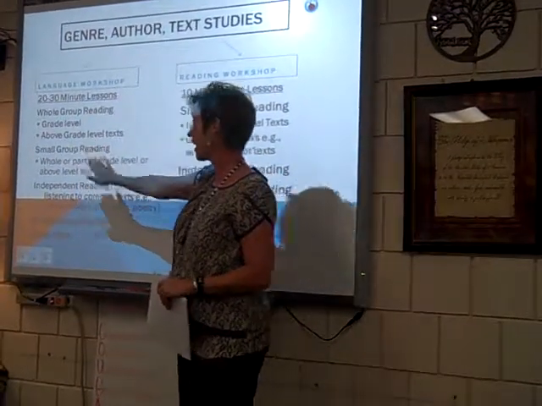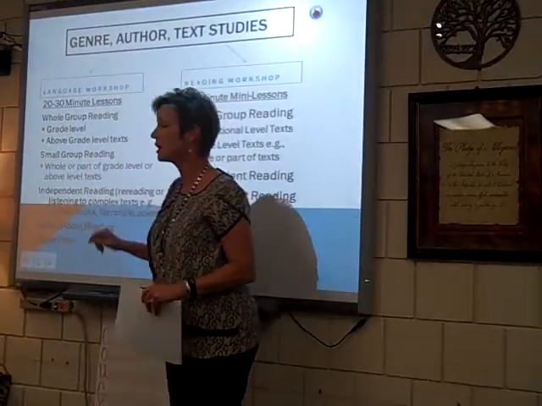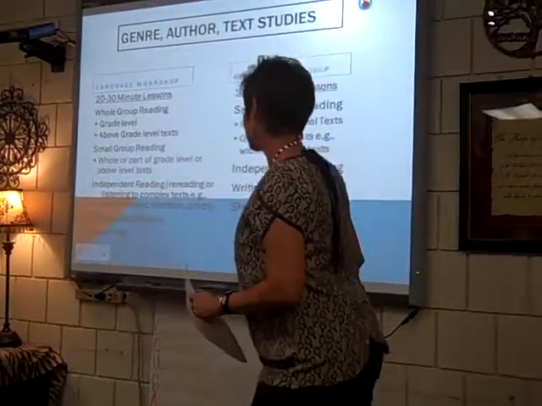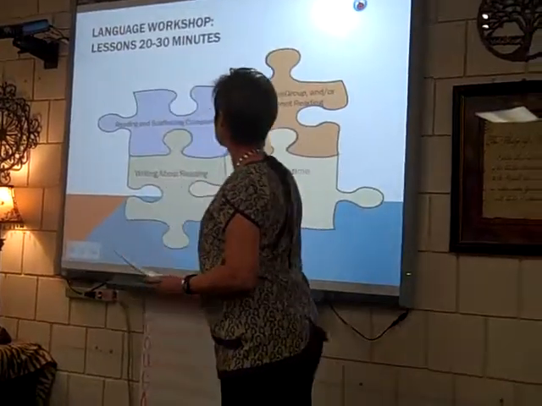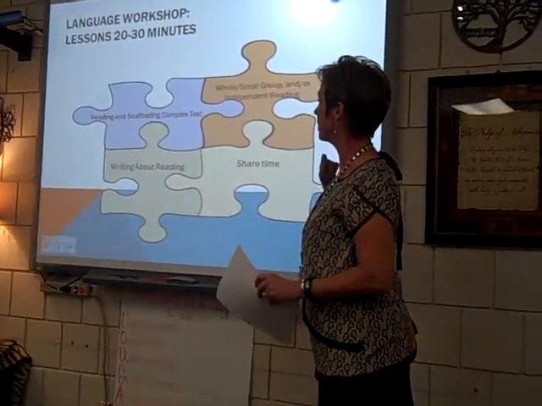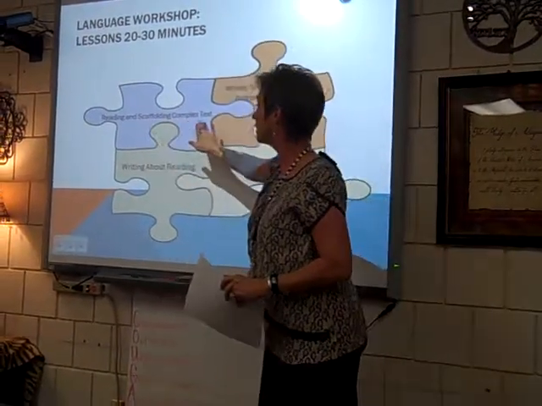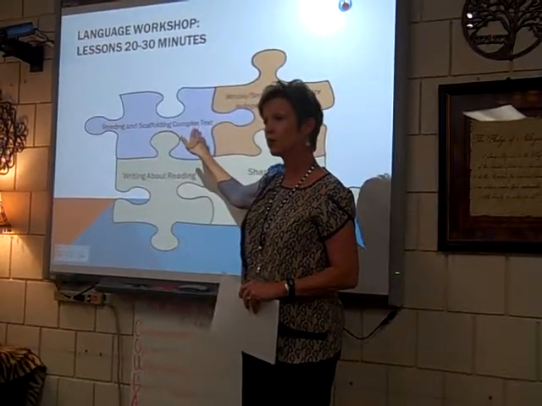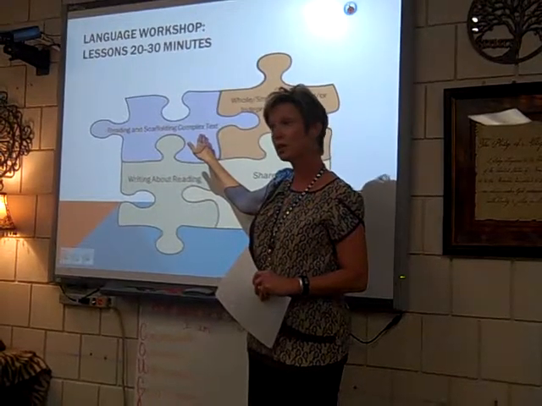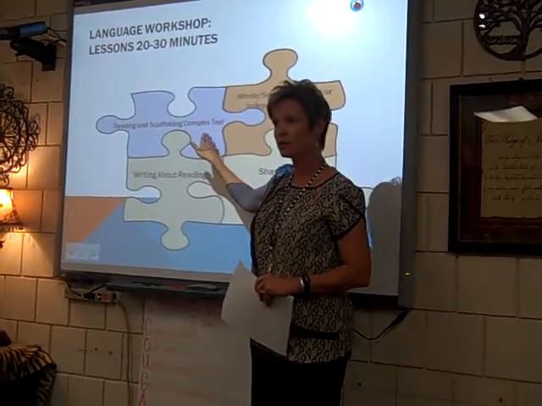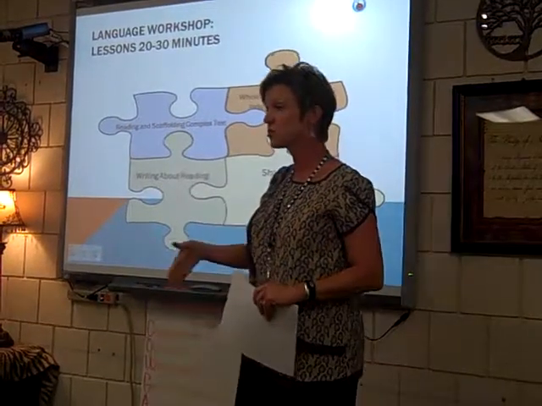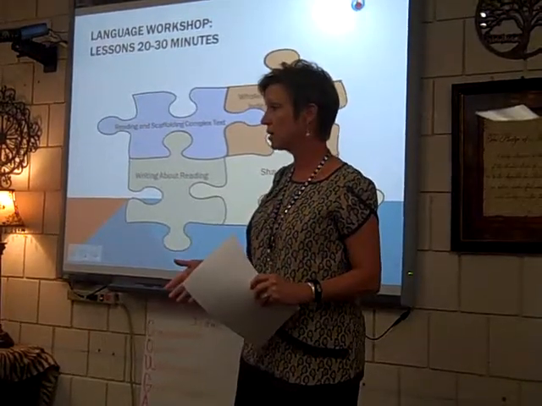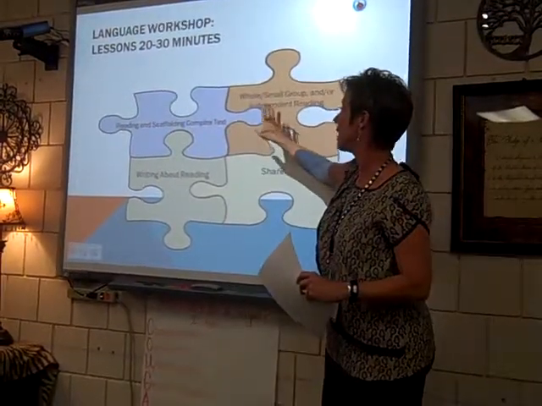How do we do it? How do we bridge that gap between kids being able to understand those texts independently? We do it by scaffolding. So we're going to talk a little bit about scaffolding today too. But this is the puzzle piece. We have to look at reading and scaffolding complex texts, because remember, those are texts that are above grade level that they'll be able to comprehend. They just can't read it by themselves. So we have to be able to ask those questions to get them through, to predict, to infer what the author means. And we do that by whole group.